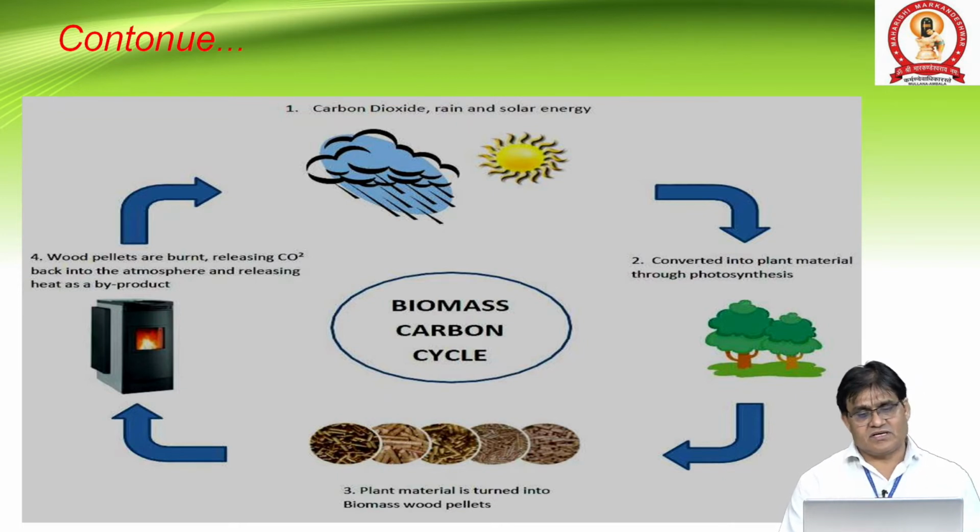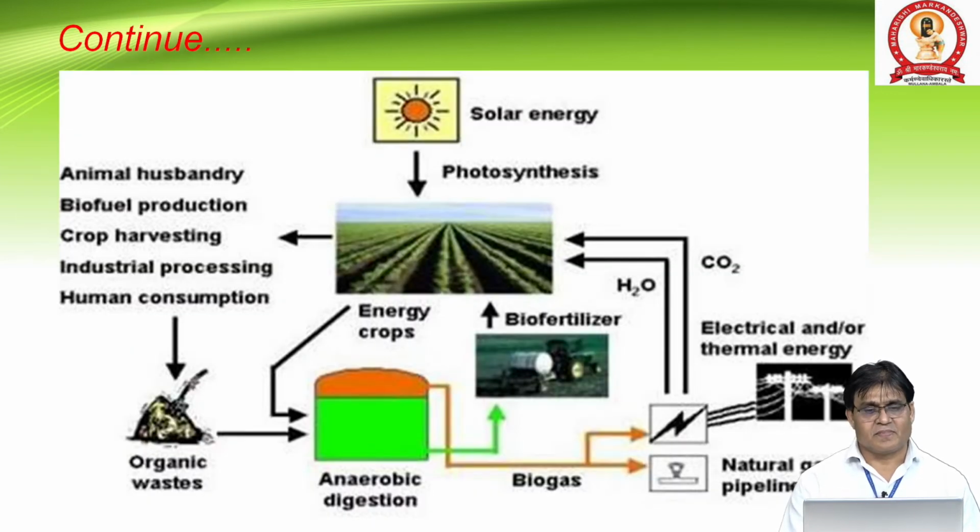The biomass carbon cycle. How is biomass converted into carbon dioxide and heat energy? First, carbon dioxide, rain and solar energy come onto the earth. That is converted into plant material through photosynthesis. The energy coming from the sun is converted by the plant through the photosynthesis process. The plant's stored energy is converted into plant material, which is turned into biomass wood pellets. Further, these pellets go to burning. Wood pellets are burned, releasing carbon dioxide into the atmosphere and releasing heat as a byproduct. Then this produces carbon dioxide.